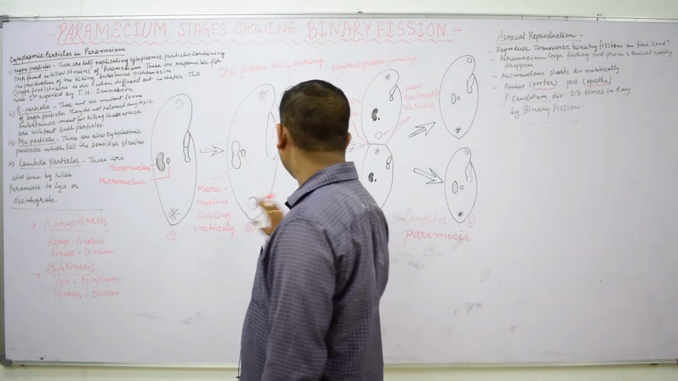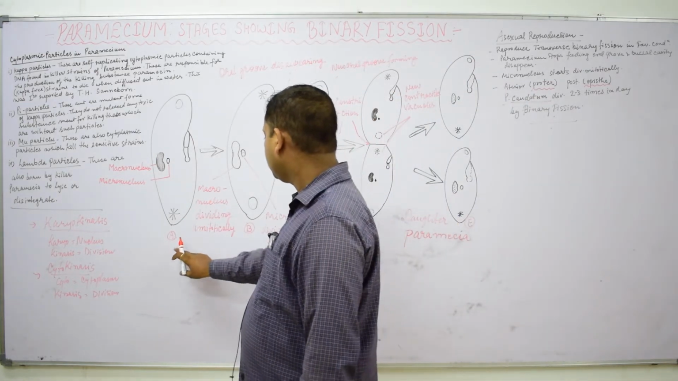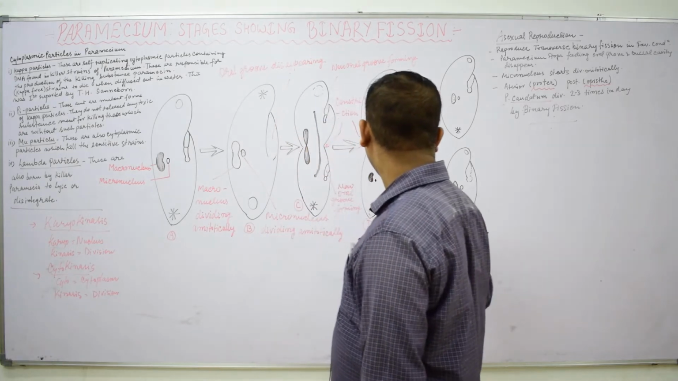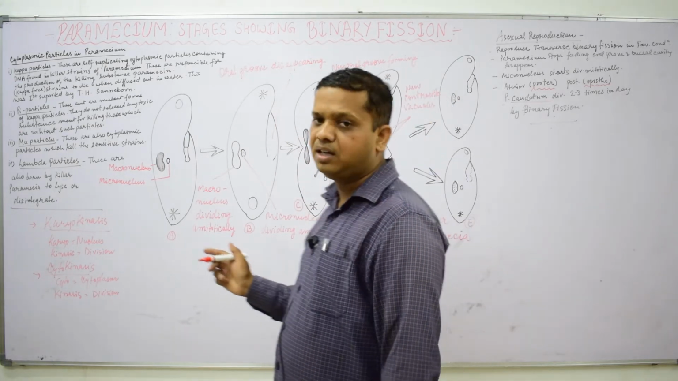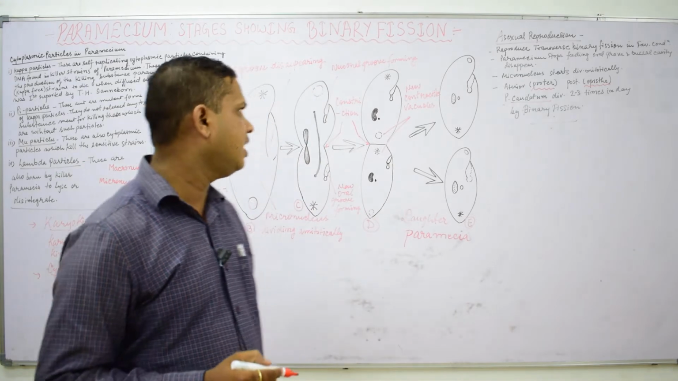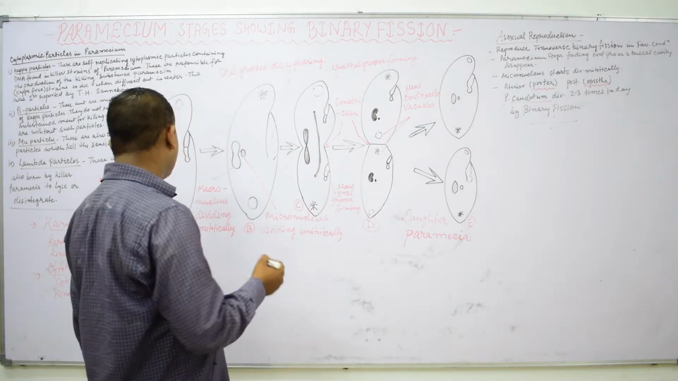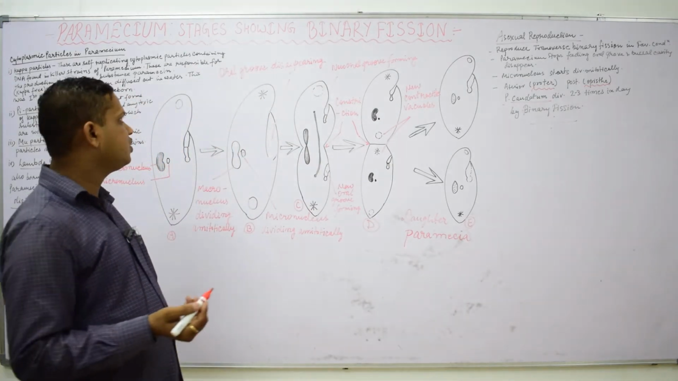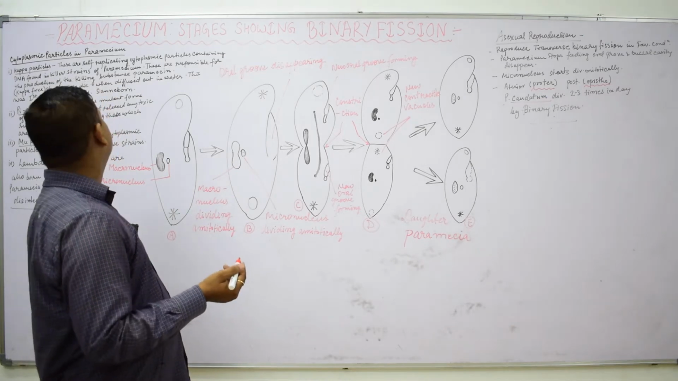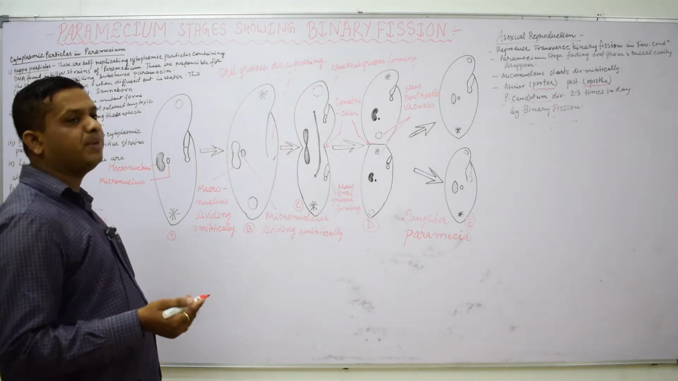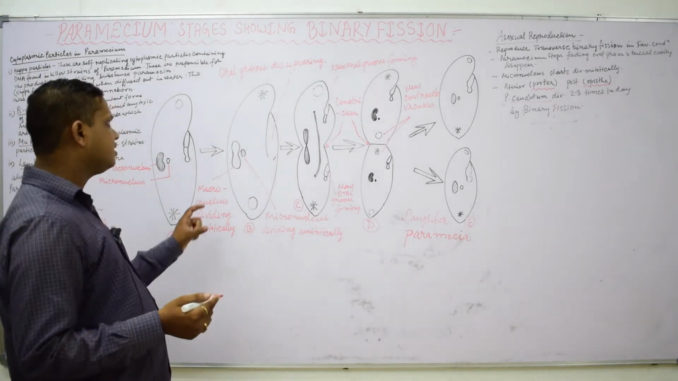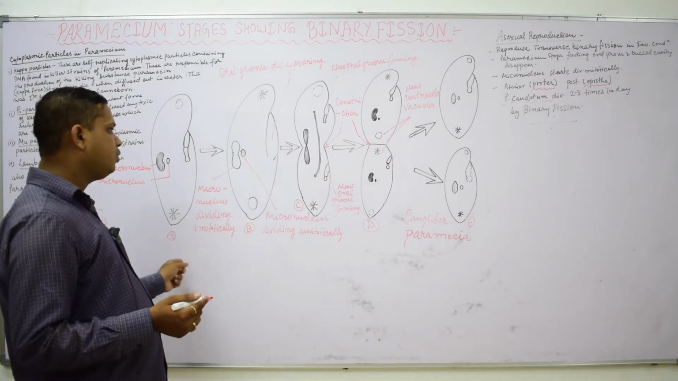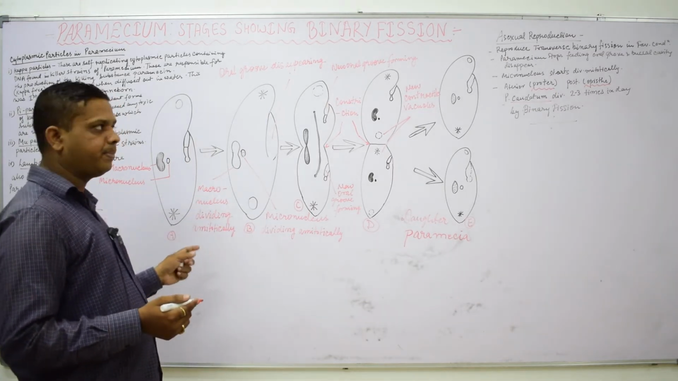So this is what diagrams A, B, C, D, E are showing. Now we will understand in detail what is happening and how asexual reproduction takes place, or we can say paramecium stages showing binary fission. Binary fission is part of asexual reproduction, and we will see how it takes place in paramecium.